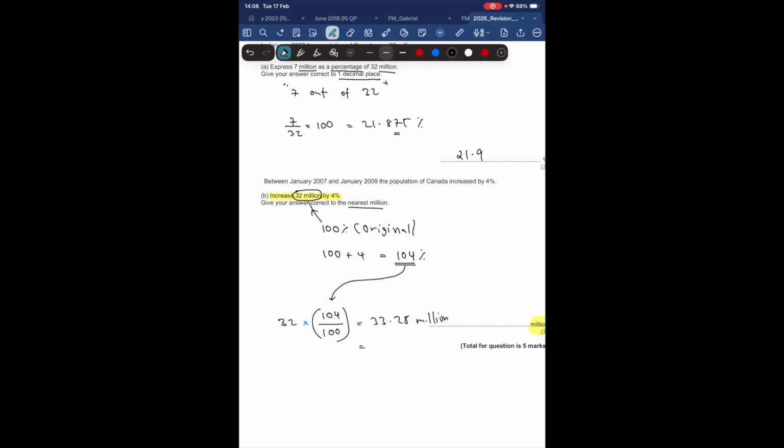Now the question wants us to the nearest million. So to the nearest million, it's going to be 33, because that's what it's going to be to the nearest whole number. If we look at the first decimal place, that's less than 5, so we don't need to do anything to that 3, which is just to the left of the decimal point. So our answer is just 33 million.